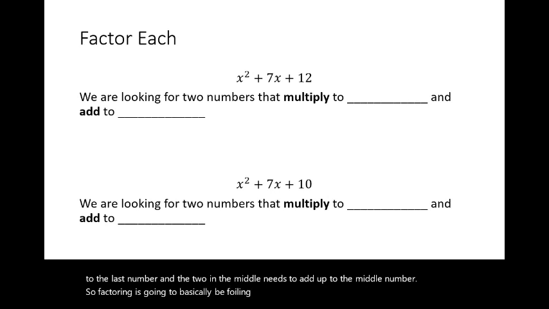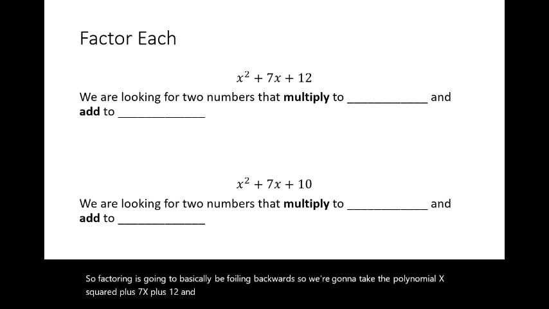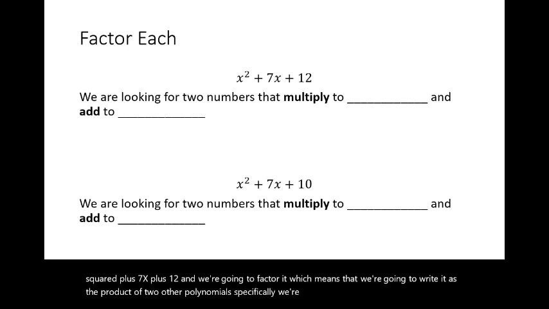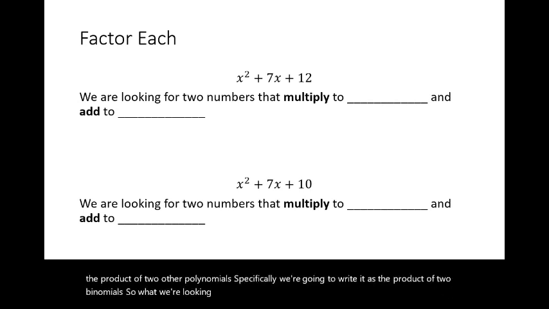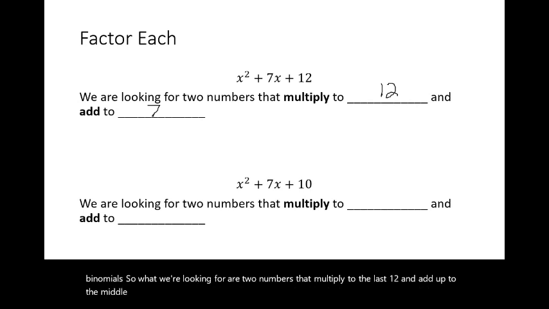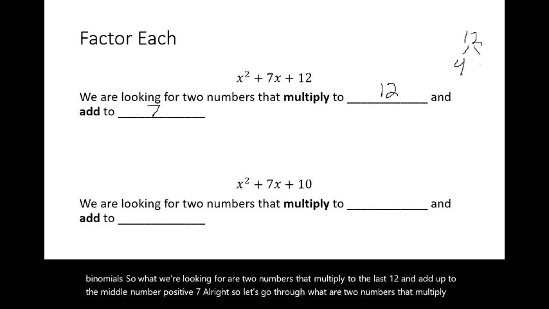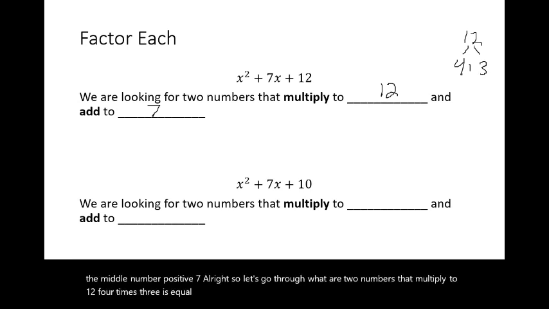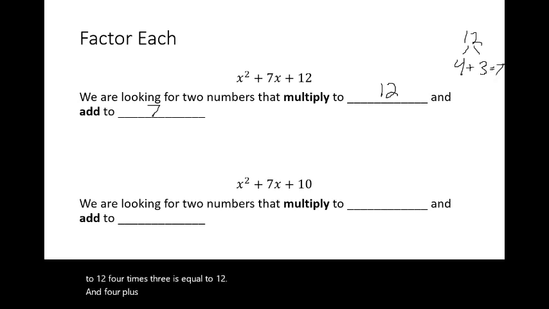So we're going to take the polynomial x squared plus 7x plus 12, and we are going to factor it, which means that we're going to write it as the product of two other polynomials. Specifically, we're going to write it as the product of two binomials. So what we are looking for are two numbers that multiply to the last number 12 and add up to the middle number positive 7. All right, so let's go through. What are two numbers that multiply to 12? Well, 4 times 3 is equal to 12, and 4 plus 3 is also equal to 7.